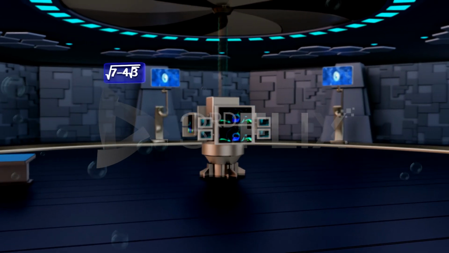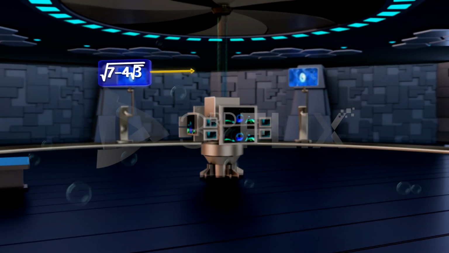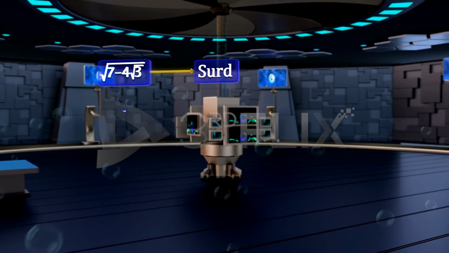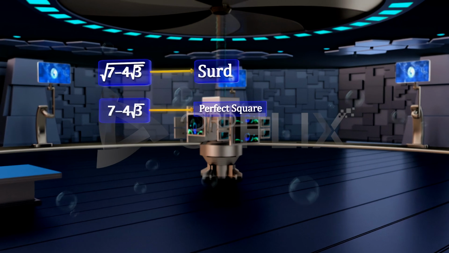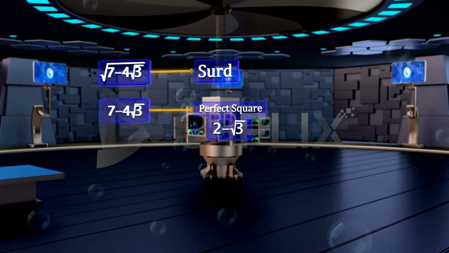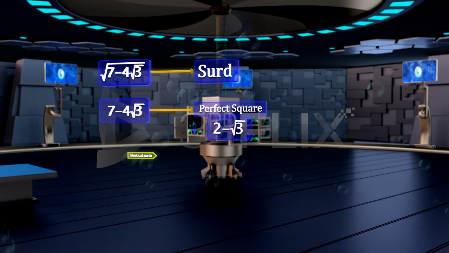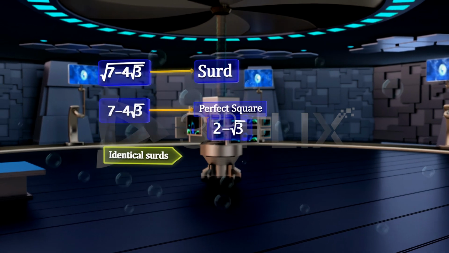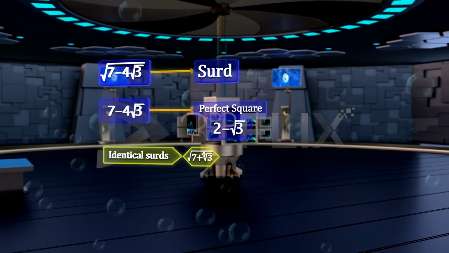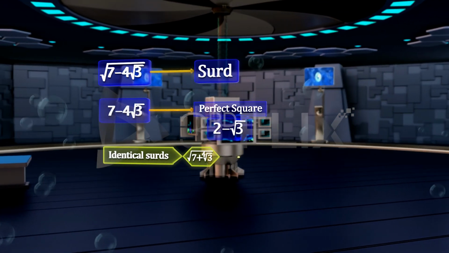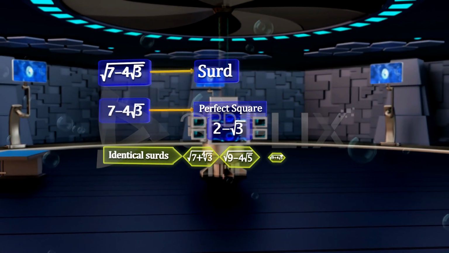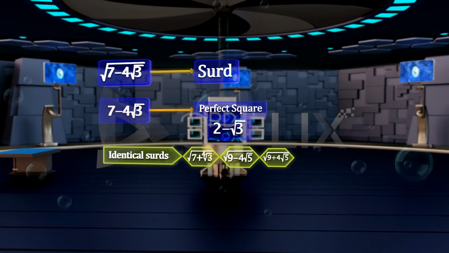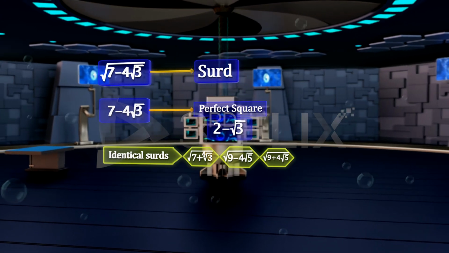Root of 7 minus 4 root 3 is a surd, as 7 minus 4 root 3 is a perfect square of 2 minus root 3. Similar examples: root of 7 plus 4 root 3, root of 9 minus 4 root 5, root of 9 plus 4 root 5, and so on.